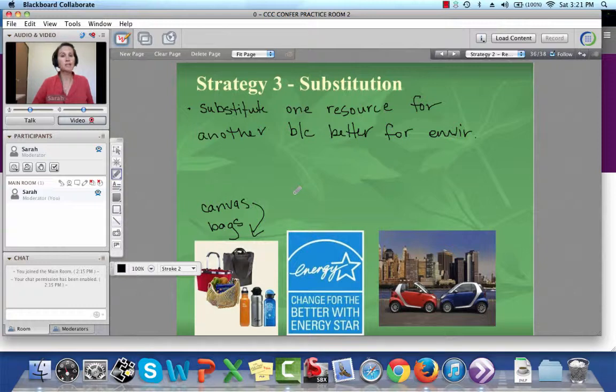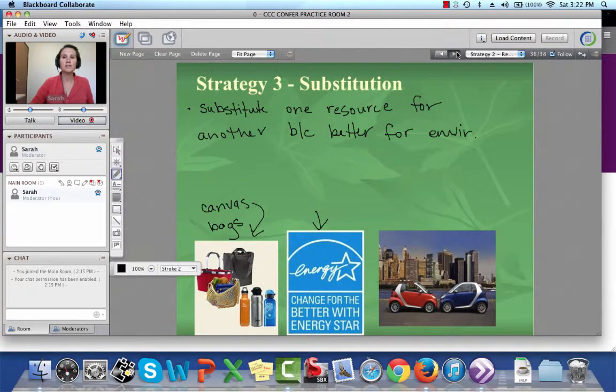That is a substitution. You're substituting a better choice for the environment. Plastic's not good for the environment. Canvas you can reuse a lot of times. Changing out your appliances to energy efficient or going with water efficient shower heads and faucets and toilets. Going with an electric car or putting solar panels on your roof. These are all substitutions, using one resource over another because it's better for the environment.